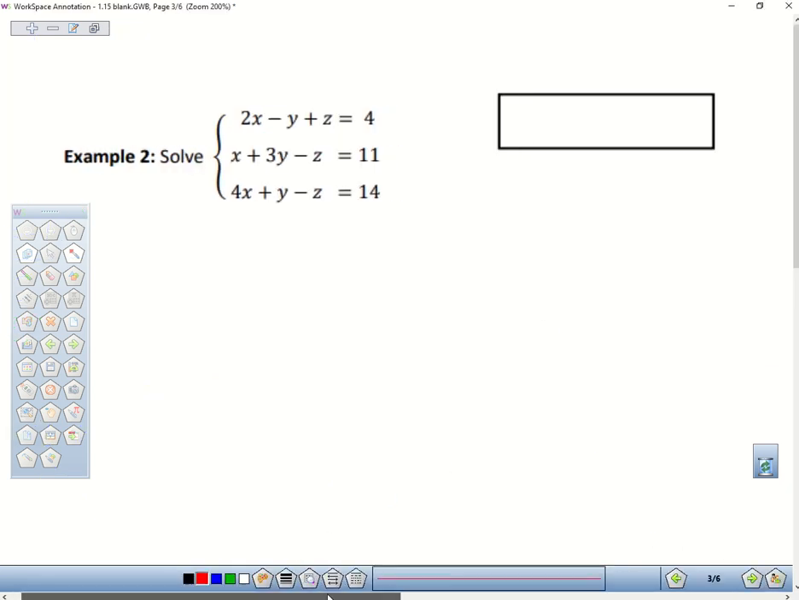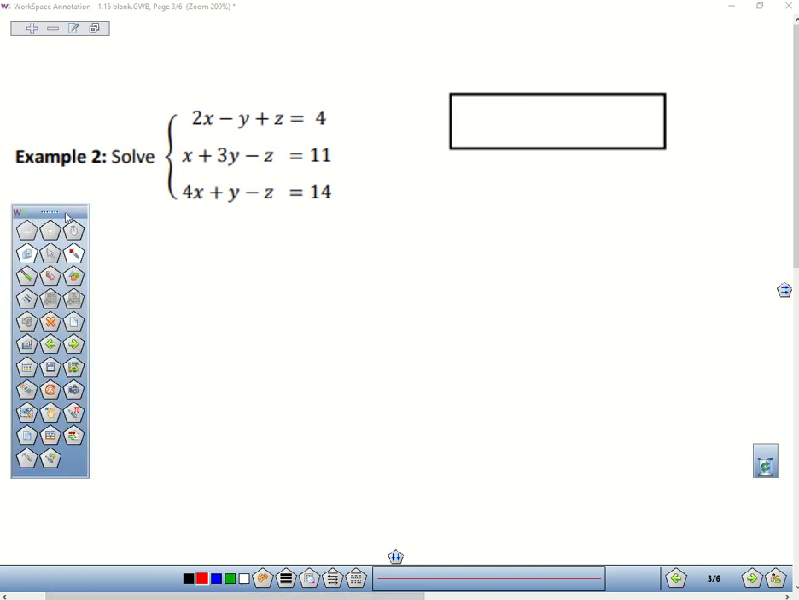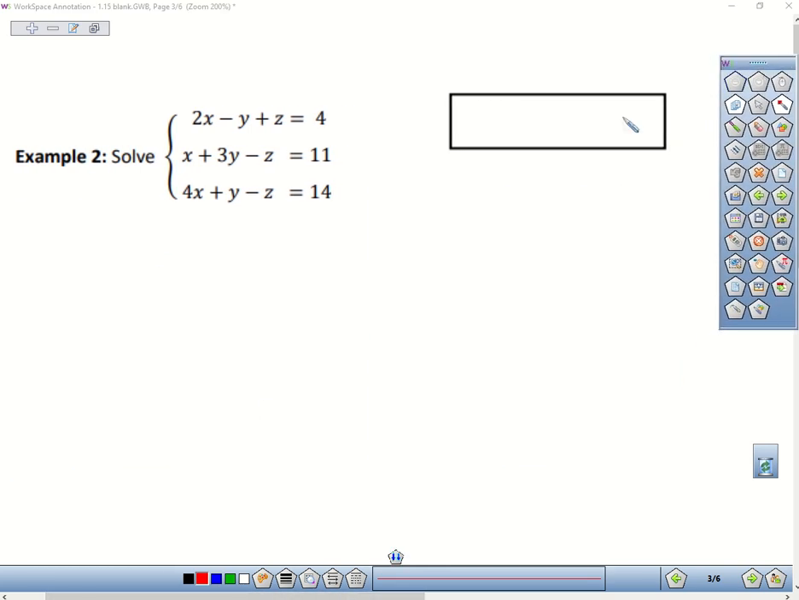So let's look at example 2. The first thing I recommend is to look through and see if there's anything I could add together that's going to automatically cancel out. What do you guys see so far? The y's. Anything with the z's too? Yeah.